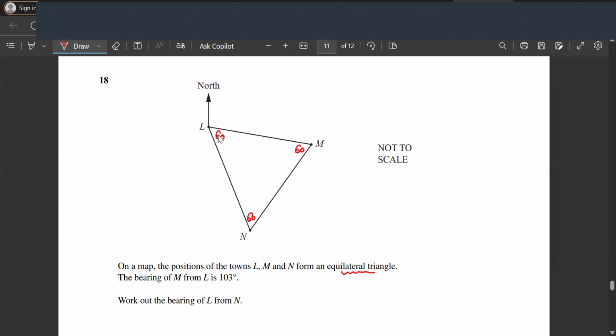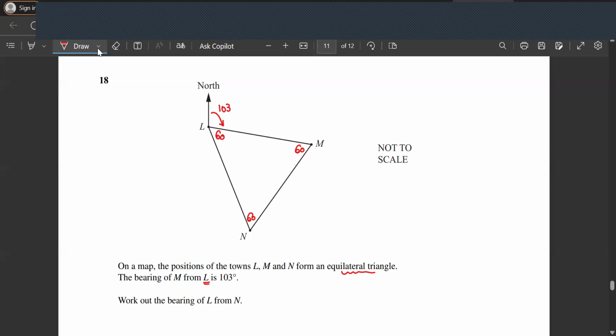Let's put the given on it. The bearing of M from L. That means I'm standing where? On L. Where is L? Here. And looking where? To M. So this is what? 103.